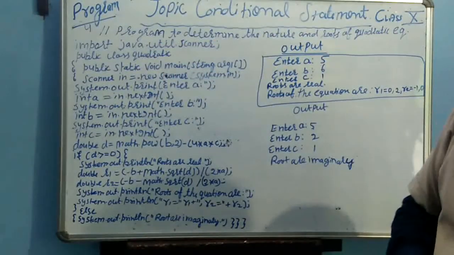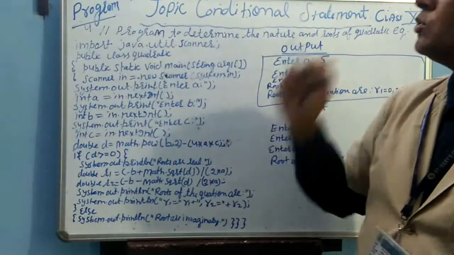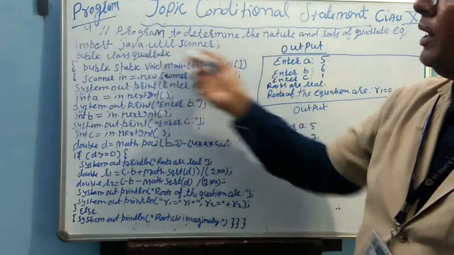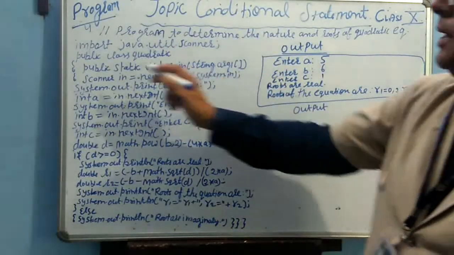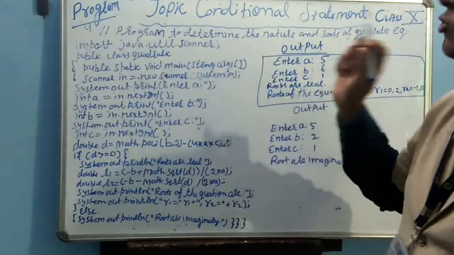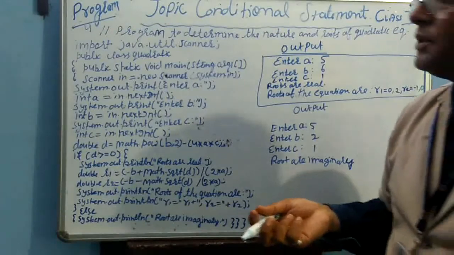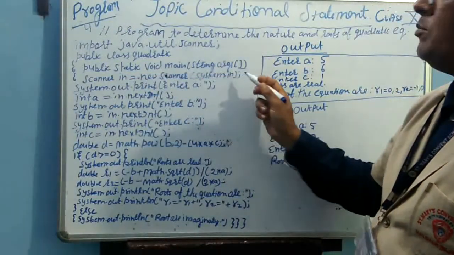Okay. Now next line is import java.util.Scanner. Then after that you have to use the class, public class Quadratic. You can use any word according to the question. Now then public static void main(String[] args) function. The main function you will use in all the programs you are using. Next, Scanner in = new Scanner(System.in).